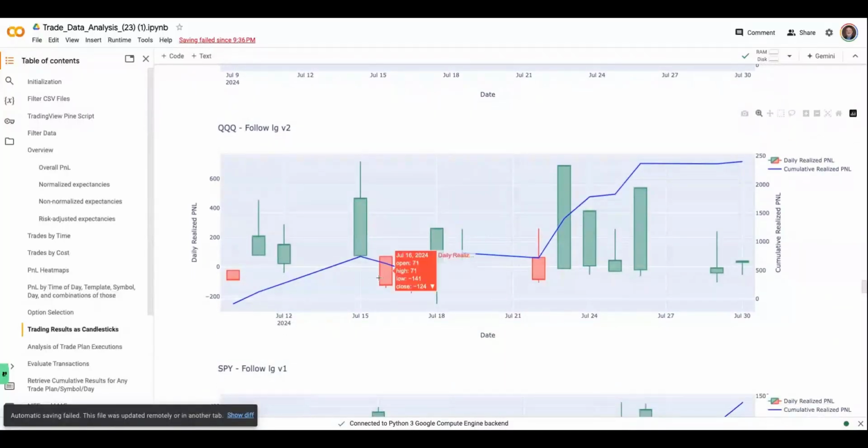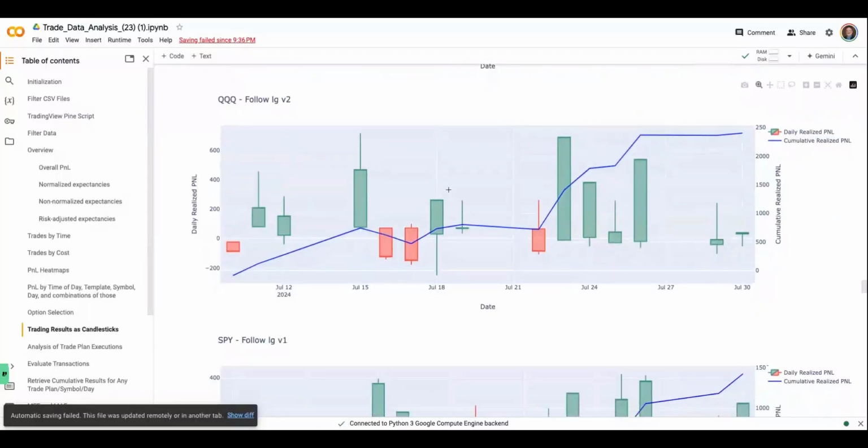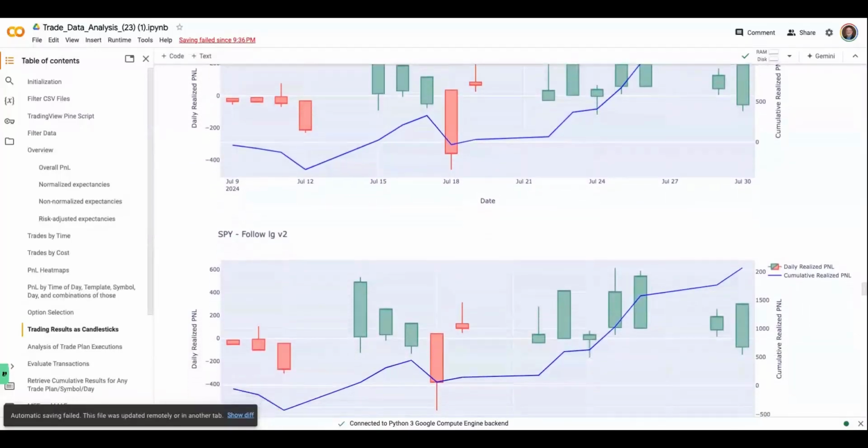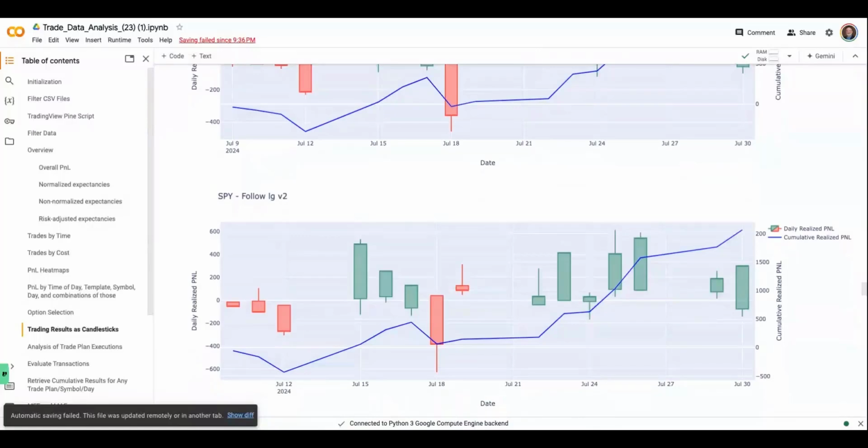V2, even better, I think. Low, well, negative 178, but this high 689, and it closed on the high as well, and 2404 overall. And then here's the SPY, just so you can see. So, these trade plans looked pretty solid, and so I decided it's time to finally do this live.